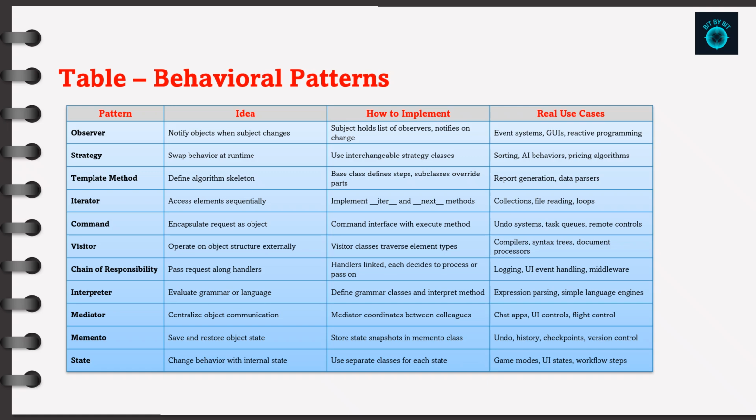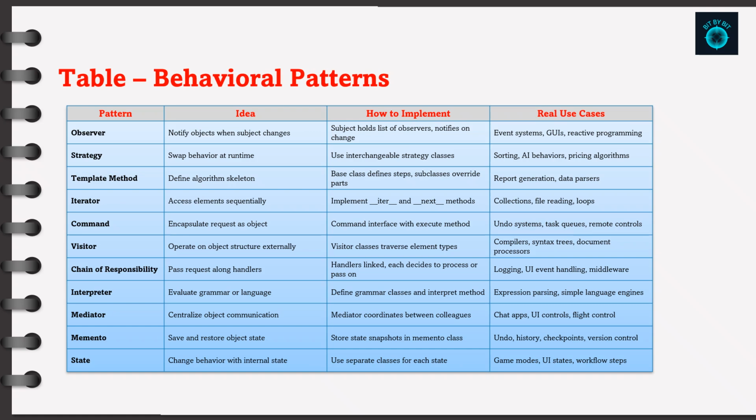Visitor pattern separates operations from objects they act on. It's useful in compilers, document formatters, and abstract syntax trees. Chain of responsibility passes requests through handlers. Each handler can deal with the request or pass it forward. This is commonly used in logging systems, event handling, and web middleware.